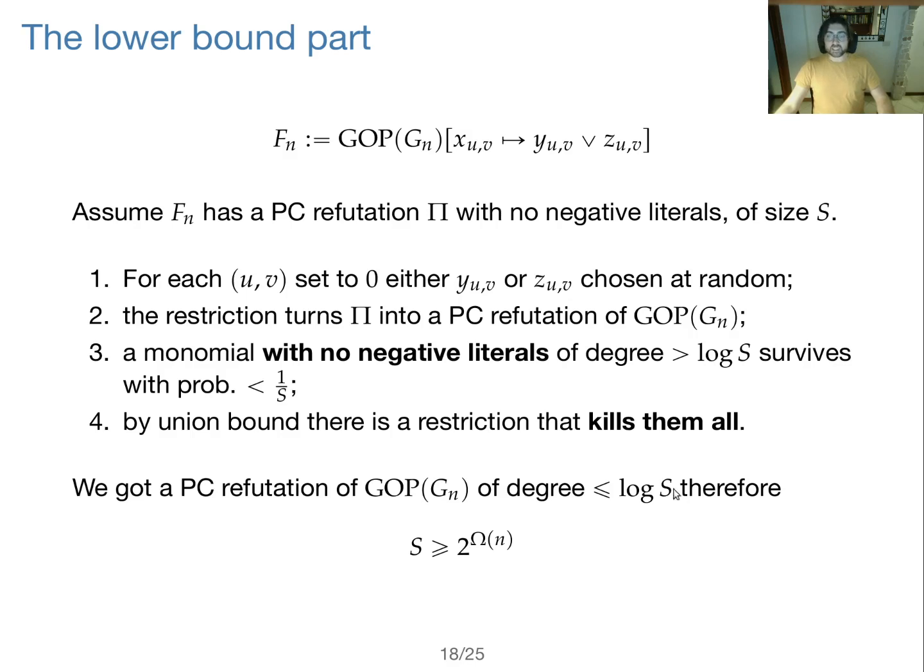But therefore, since the degree of the refutation must be at least omega of n, it means that the initial size s of the refutation of Fn was exponential in n. So this means that there's no small refutation with no negative literals of the formula Fn.